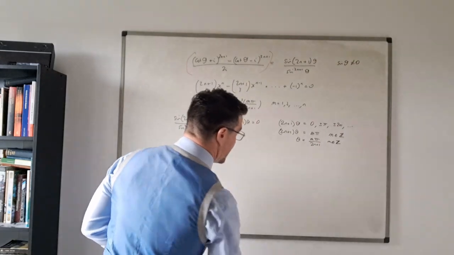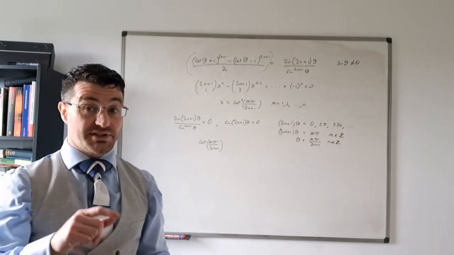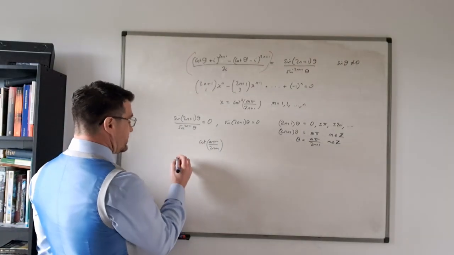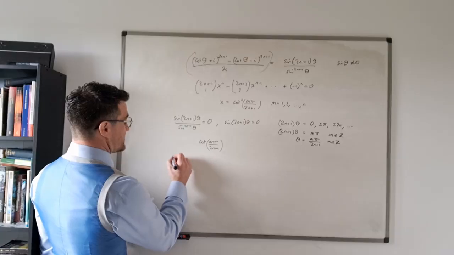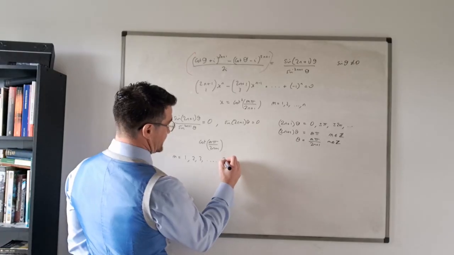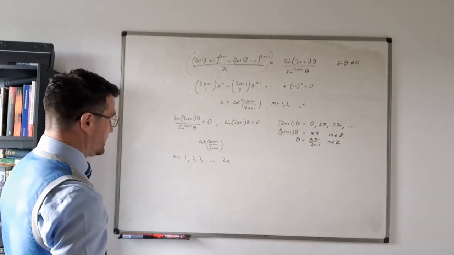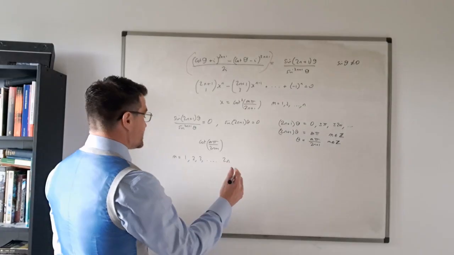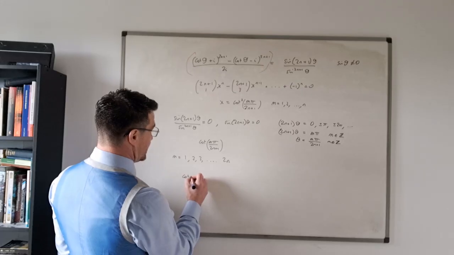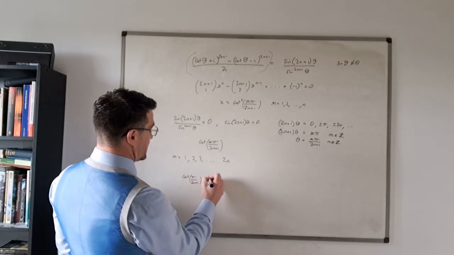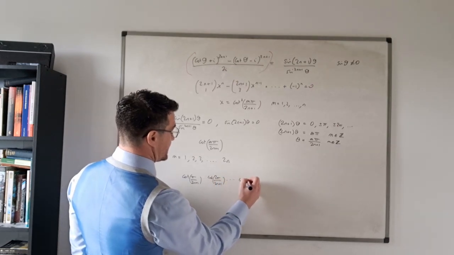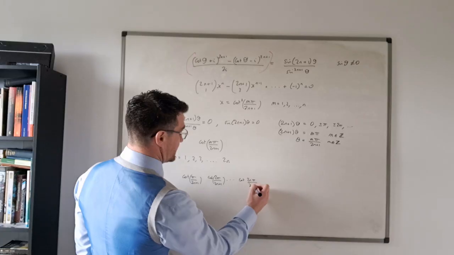So m can still be an integer, just not these particular values of integers. But now let's have a look at the values m equals 1, 2, 3, up to, let's say, 2n. Okay, so in that case, what do we get? We get the values cot of pi over 2n plus 1, cot of 2 pi over 2n plus 1, up to cot of 2n pi over 2n plus 1.